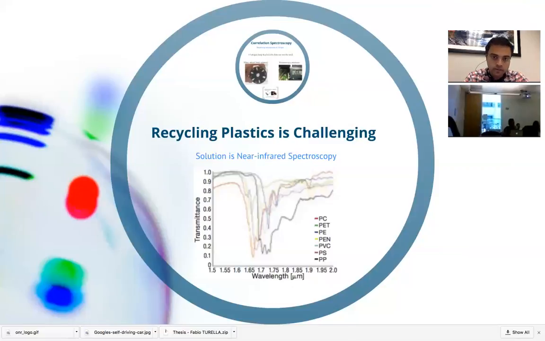By the way, near-infrared spectroscopy is not only applicable to recycling plastics, obviously. It is used for many, many different things. Some of you might have seen a near-infrared spectrometer, for example, when you go to the doctor's office and they look for oxygenation in the blood.